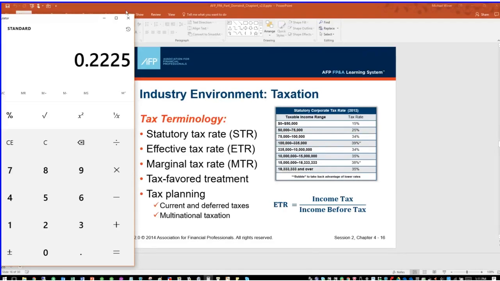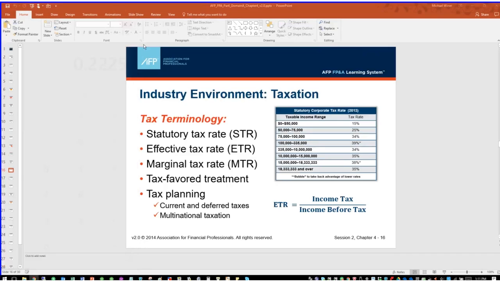Okay, so that's how that works. The third term that is often used is the marginal tax rate. The reason we talk about marginal tax rate is that very often when we're looking at taxes, we are concerned with the effect of a marginal or incremental action, a specific action.